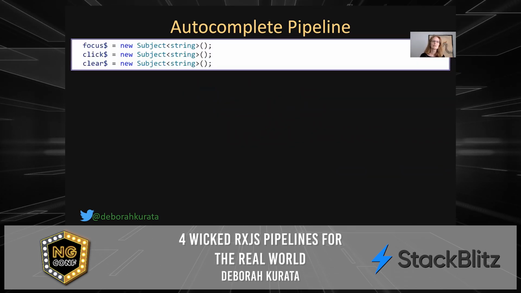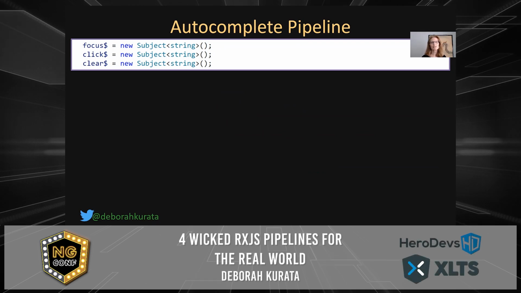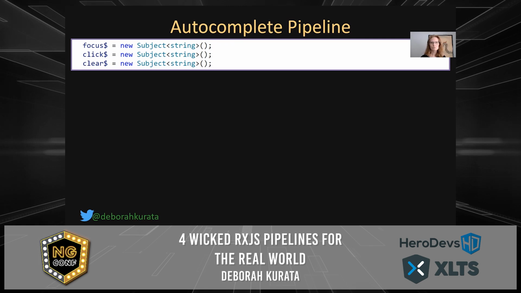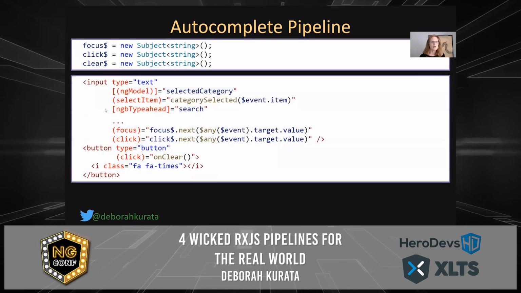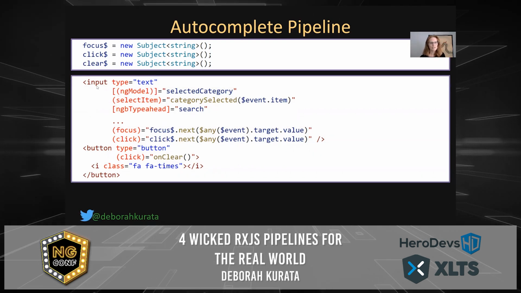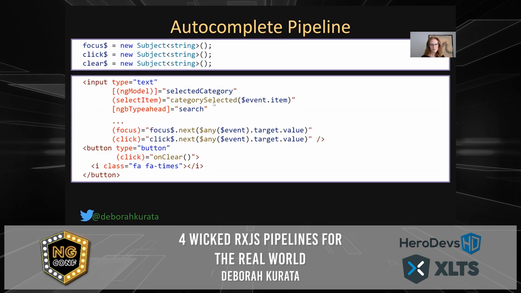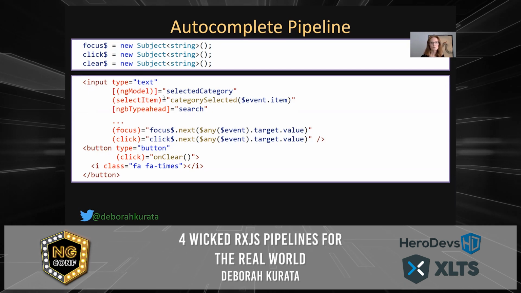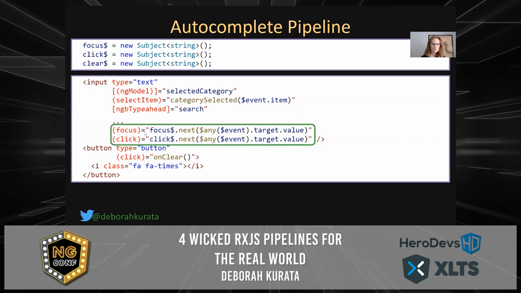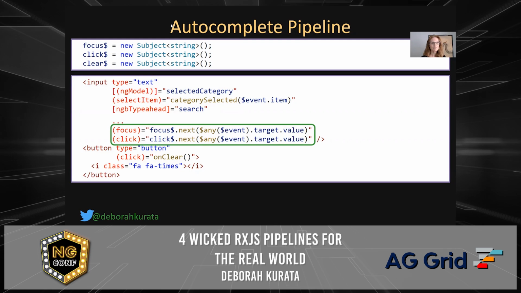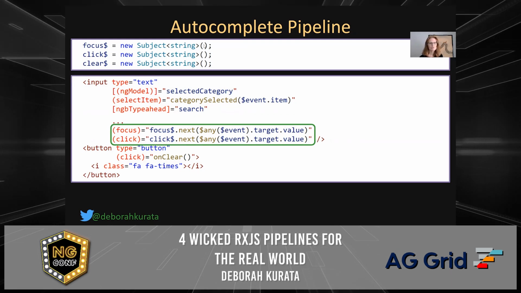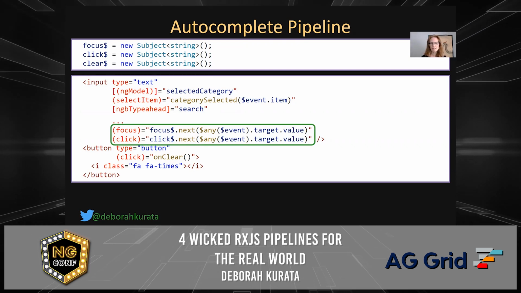Well, first of all, we're going to define our subject. So we only have 3 here: focus, click, and clear. The text one is going to be given to us, and we'll talk about that in just a second. So here is our input box and our button. So here is the text box, it's for our selected category. And here we have the focus event emitting the item into our focus subject. And same thing for the click. It will emit into that as the user clicks on it.